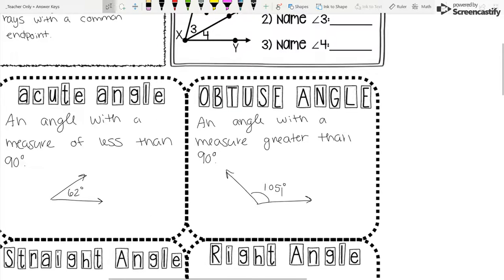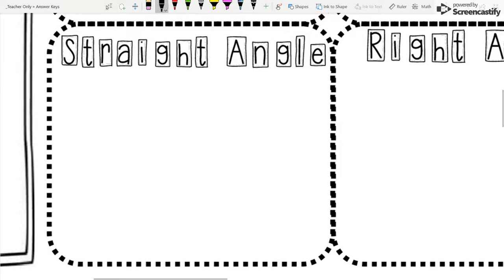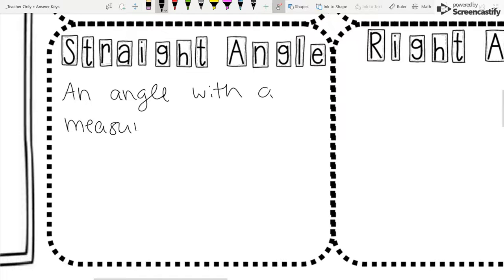The next way is a straight angle. Now, this angle has to be exactly 180 degrees. It's an angle with a measure of 180 degrees. It has to be exactly 180 degrees to be a straight angle.